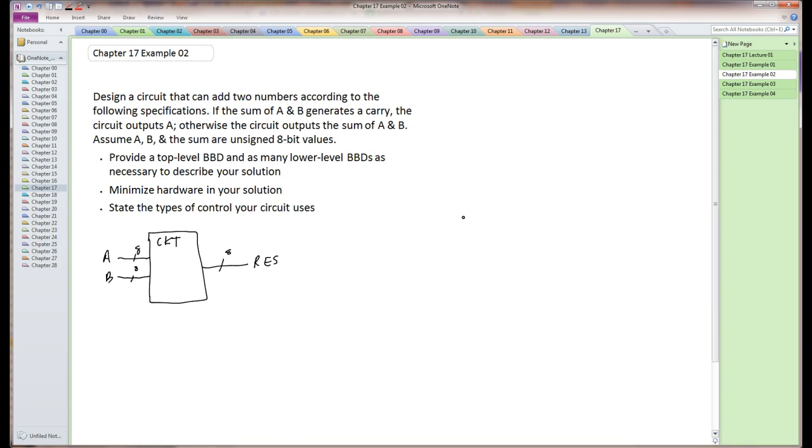We see that it's doing a summation. We only know one way to do a summation, and that's with a ripple carry adder, so we'll toss that down.